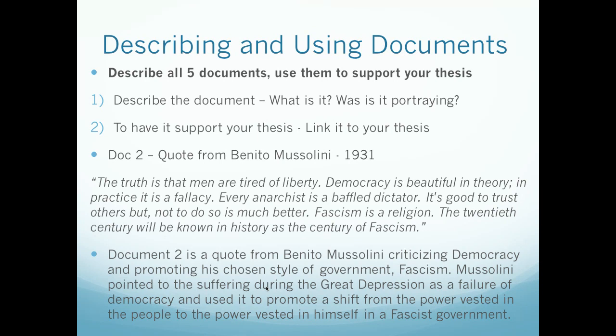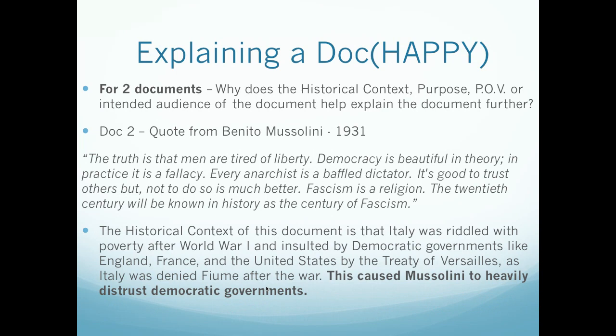If I did that for all 5 documents, I would get 3 evidence points. Boom, I would get all of my evidence points. However, we know that for 2 documents, we need to explain them further. We need to happy the documents. So let's look at how we do that.